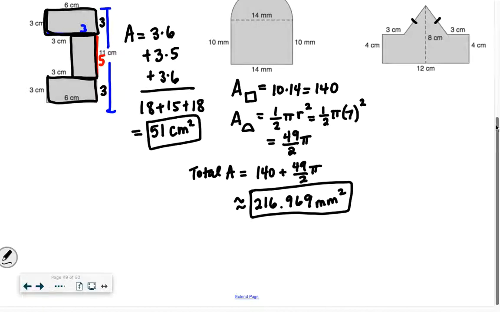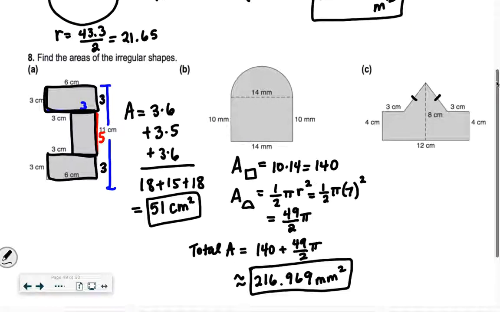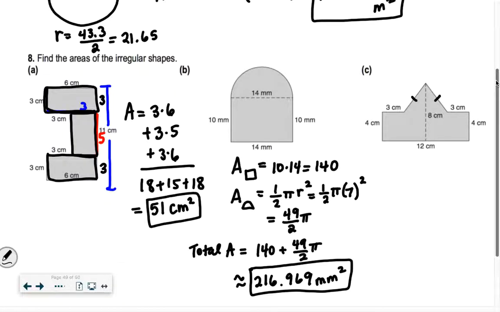All right, and then the very last one, where do you guys think that we're going to cut this one? What two big shapes do we have? Yeah, triangle and rectangle. So here's our triangle. It said that we had 8 centimeters. This 8 is for this distance right here. So if this is 4, then that means the height of this triangle is 4, right?